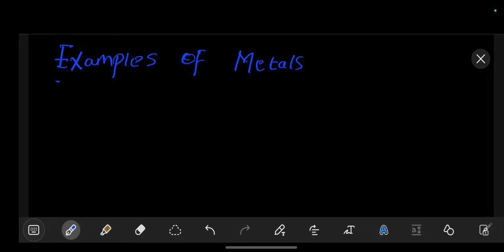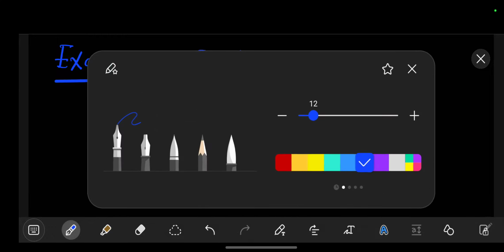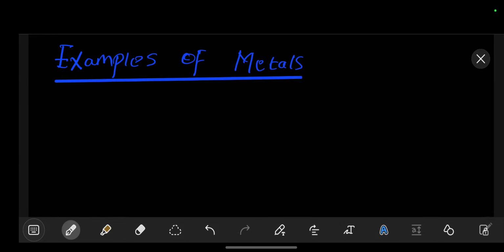Now, in this video, I'm going to give you comprehensive examples of melters, as well as your symbols, so you can memorize that. Now, the first thing you have to understand is that melters are found on the left hand side of the periodic table, while non-melters are found on the right hand side. We'll get there shortly. But first, melters are found on the left hand side.